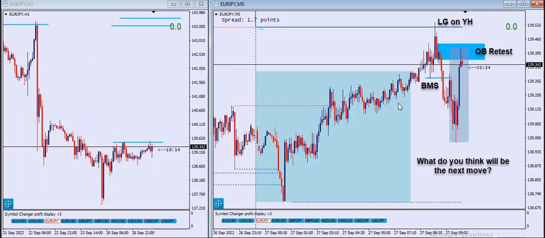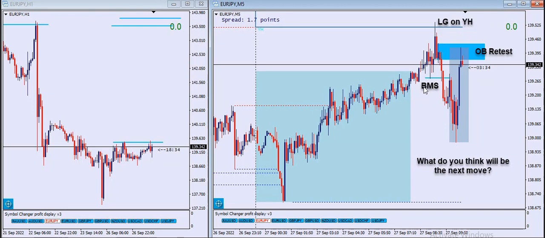On Tuesday, this is Euro JPY. See what happened here. Why I took this trade: this is during the London session. I will always want price to grab liquidity before I take my trade. Price grabbed liquidity here, and it happened on yesterday's high. So this line is yesterday's high. Price grabbed liquidity and dropped with an impulsive move, breaking structure here, and it created a hidden block here. So this is a liquidity grab on yesterday's high.